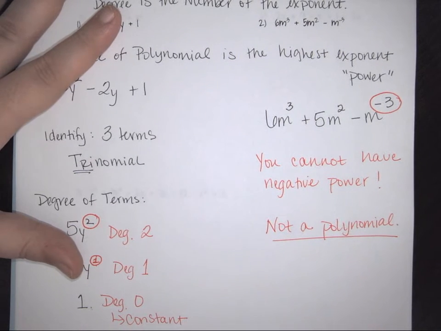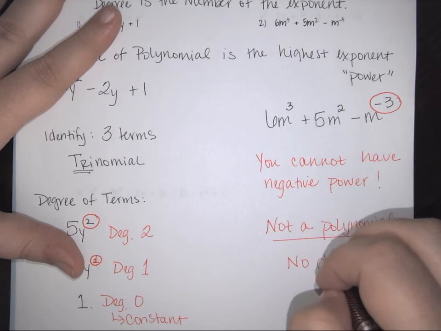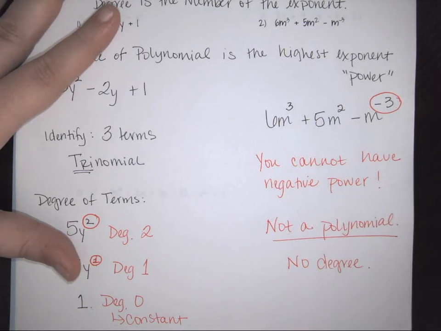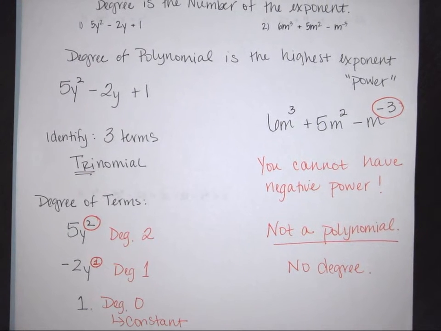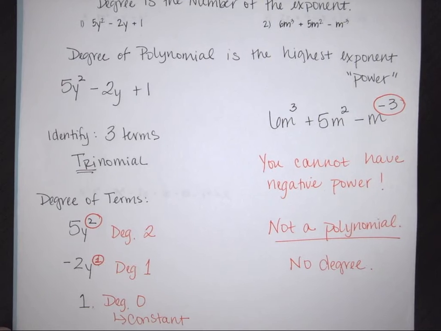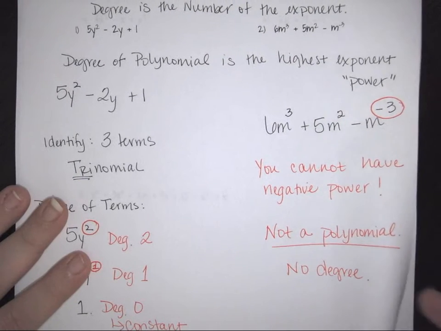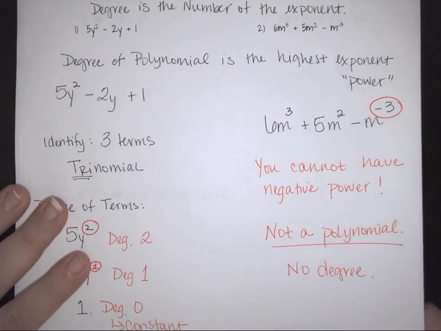Since it is not a polynomial, there is no degree to look at. Okay? So you got to pay very close attention. So that being said, when we are looking at our polynomials, there's one important thing that you have to pay attention to.